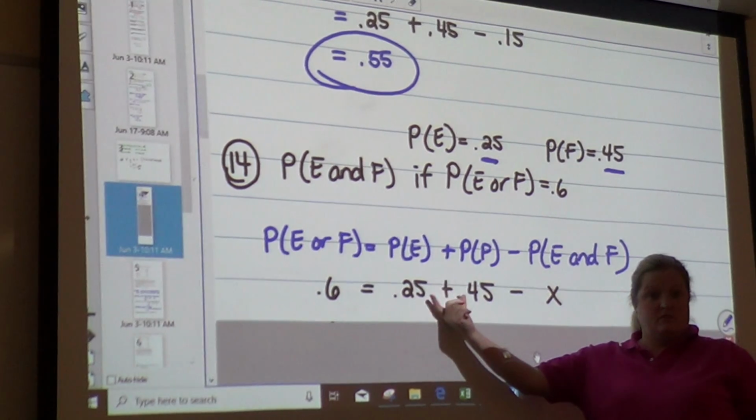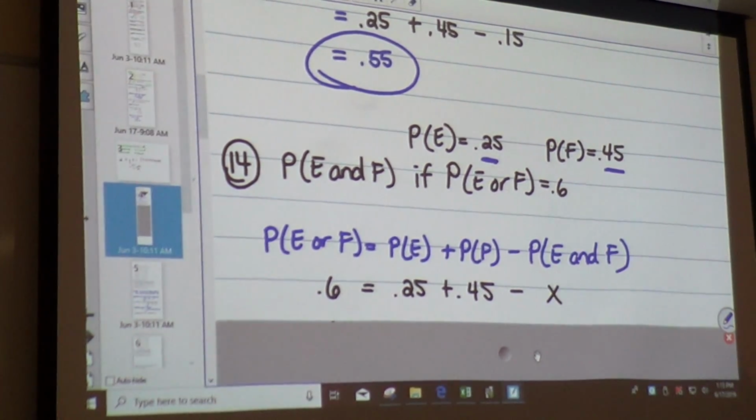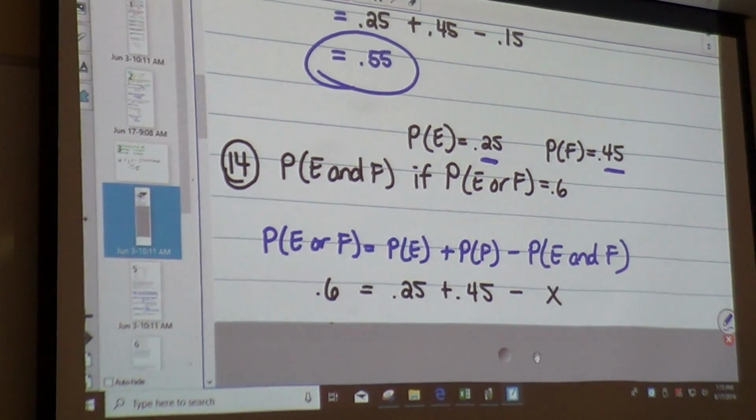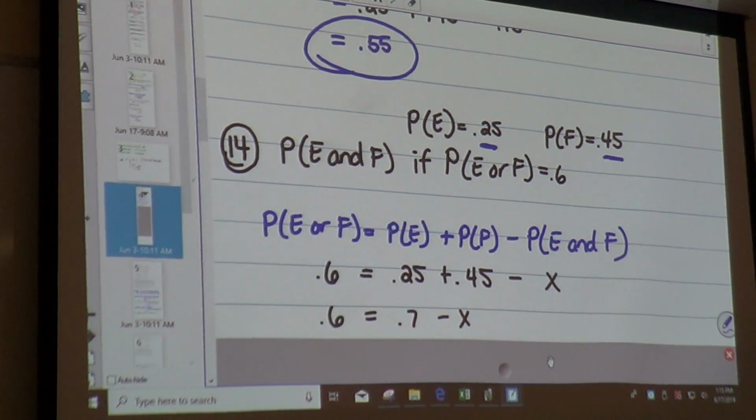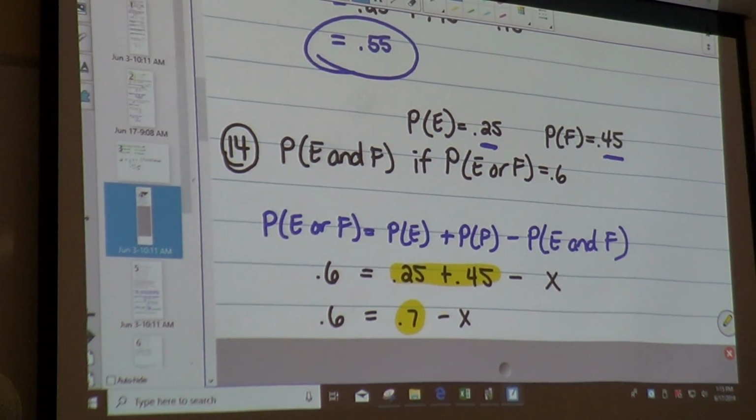Add these up. Okay, and then subtract it. So we're going to add up the 0.25 and the 0.45. That gives me the 0.7. Let me highlight so you can see where it came from. I added those up. It gave me that.